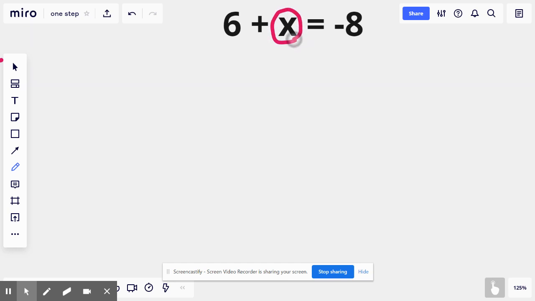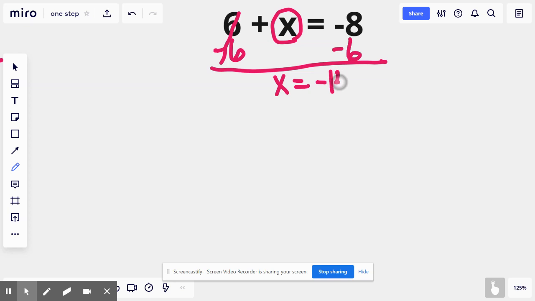So in order to do that, I need to get rid of this 6. So what do you think our first step is going to be? I hope you said that we need to subtract 6 from both sides, just like we did before. Okay, so these are going to cancel out again. I bring my x down, equals negative 8 minus 6 is negative 14 again. It hasn't changed since we last looked at it.